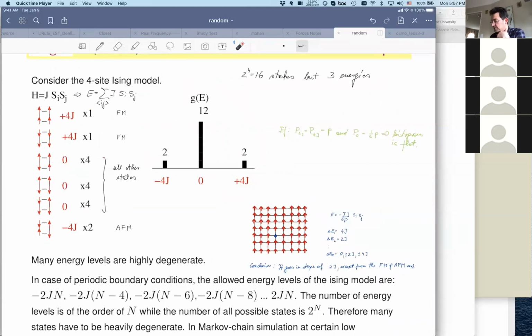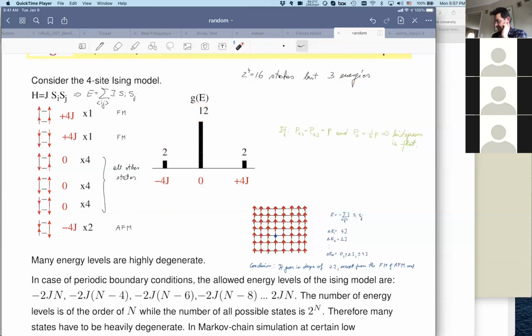And once we know this, we can, of course, calculate every thermodynamic quantity very, very quickly. So again, let me emphasize that the number of states is 2 to the power of 4, which is 16, which is 12 plus 2 plus 2, isn't it? It's 16. But we have only 3 energies. Okay.